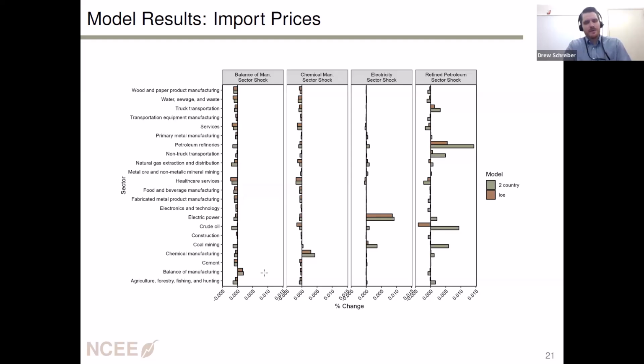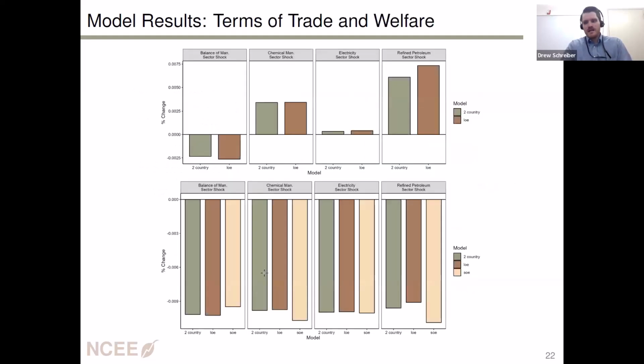I also note in the paper that we do illustrate that we're able to calibrate to the own price elasticities almost exactly, but there is some difference in the cross price elasticities between the two country model and the reduced form LOE model, which might be driving some of these results. So finally, what does that mean for welfare in terms of trade?